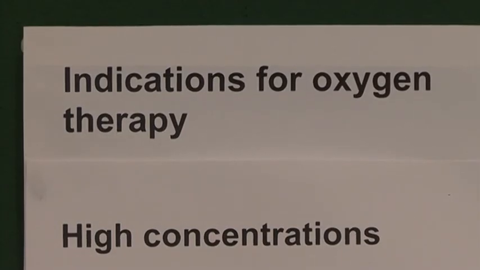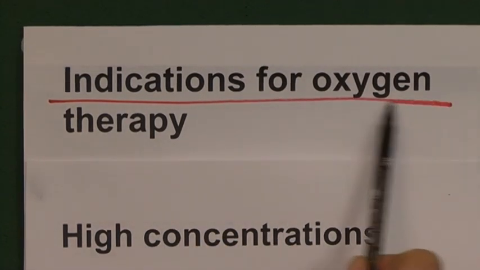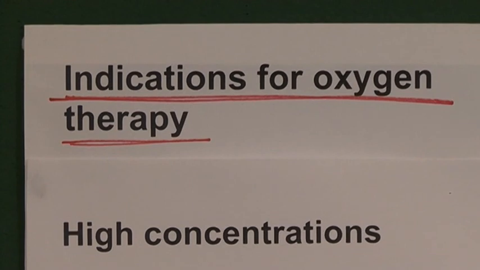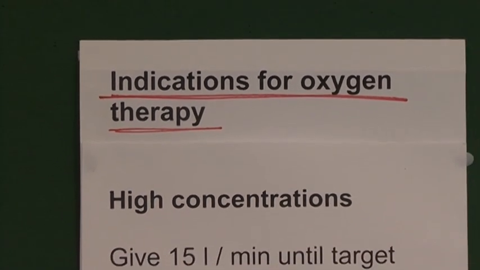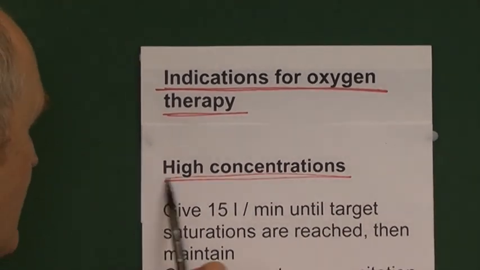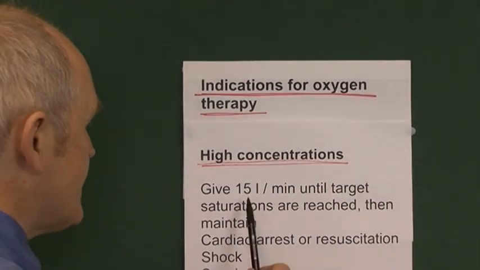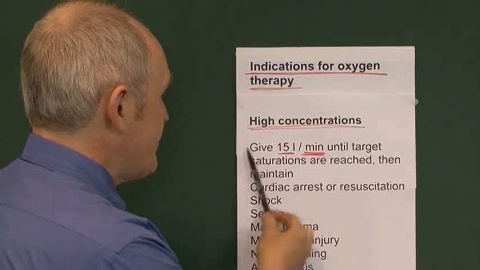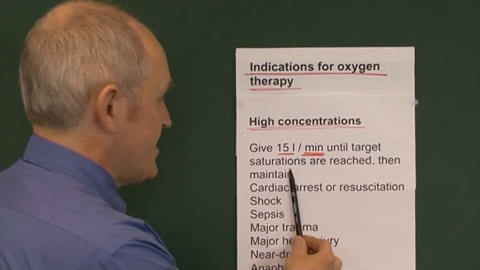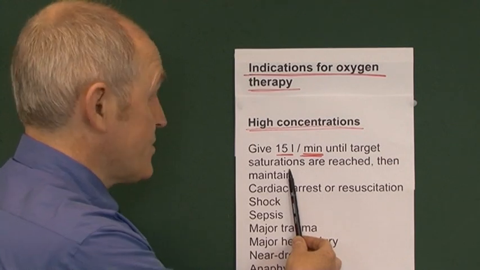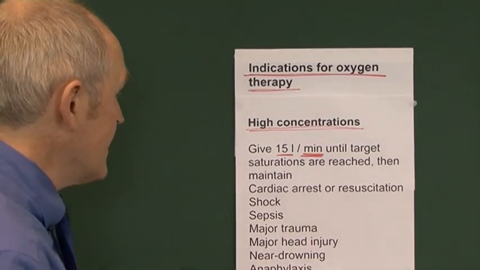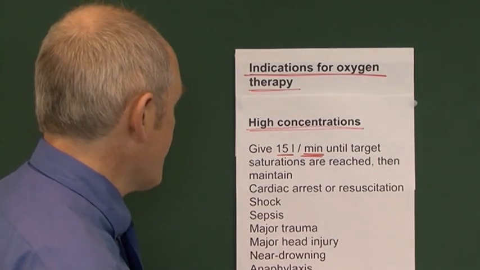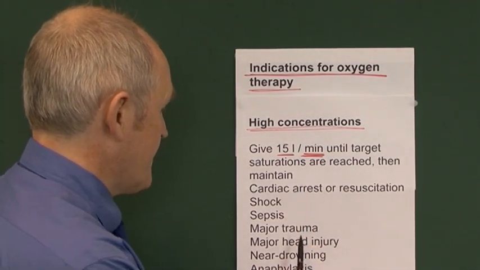We're thinking now about the indications for oxygen therapy. When is oxygen therapy appropriate? First of all, let's think about when it's appropriate to give oxygen in high concentrations. What we mean by high concentrations is 15 litres of oxygen per minute. And this should be given until the target saturations are reached. We've just talked about target saturations. Give 15 litres a minute until we get to these levels of oxygenation. Then they need to be maintained.